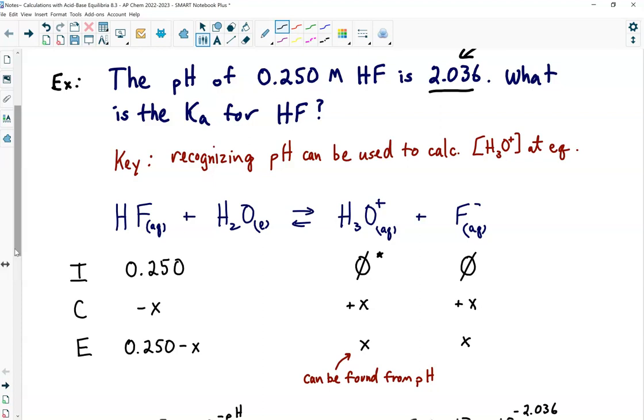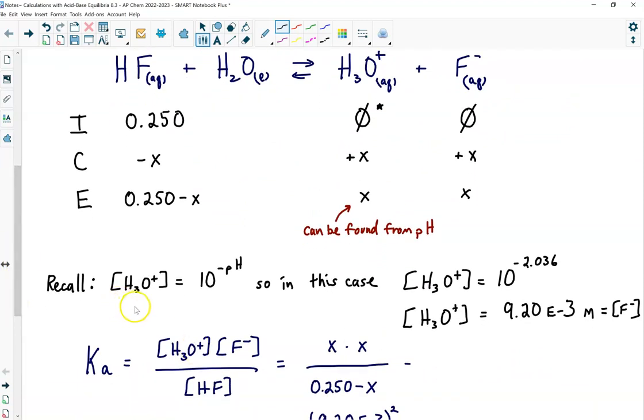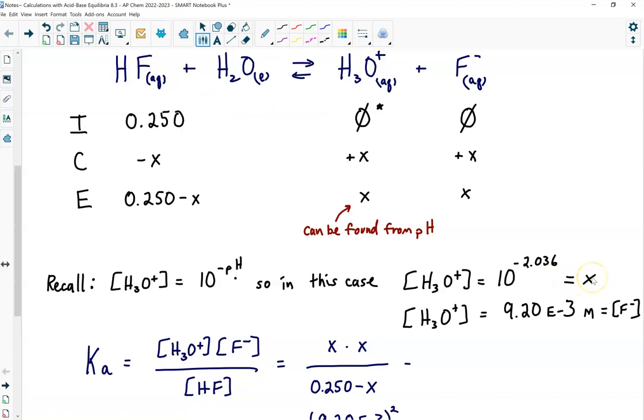This application is fairly easy once you write the ice table. Recall that to get the H3O concentration from pH, it's 10 to the negative pH. So in this case, let's find that H3O concentration, and this is going to be equal to X. The 10 to the negative 2.036 is 9.2 times 10 to the negative third. So that's what this is going to be. And of course, the fluoride ion concentration is the same.